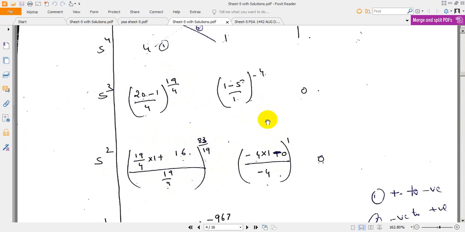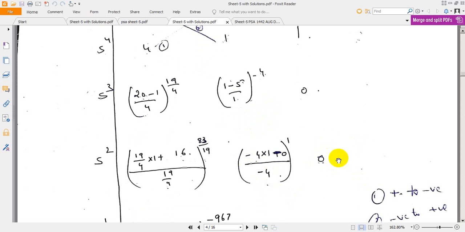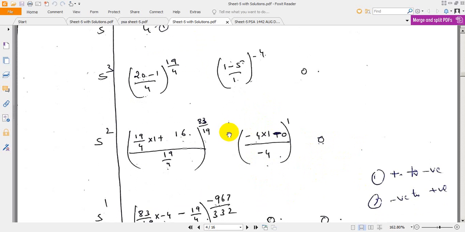Then similarly, to write this expression, we will start from here. Minus 4 into 1, minus 4, minus 0 into 1, 0, divided by the term just above this, which is minus 4. Minus 4 divided by minus 4, and this expression will be 0. Now the resultant of this is 83 by 19.